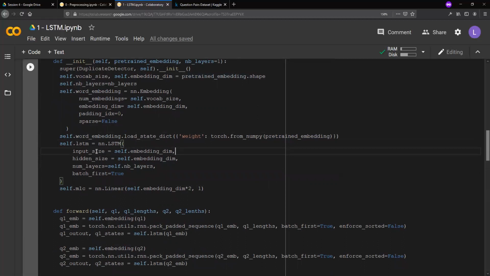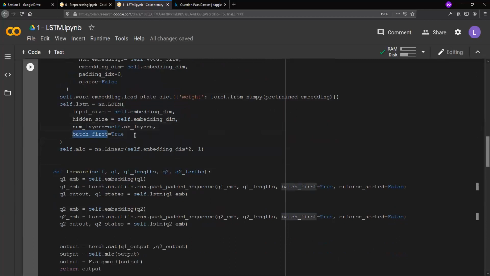Now for the LSTM, we just need to specify the input size. In this case, the input size would be the dimension of our embedding layer. And then we specify our hidden size. The hidden size is typically the same dimension as the input size, however, you can adjust that to be different. And we specify batch first equal to true, just to maintain the uniform structure of our tensors. So in the output of the LSTM, the first dimension of our tensor will represent the batch.